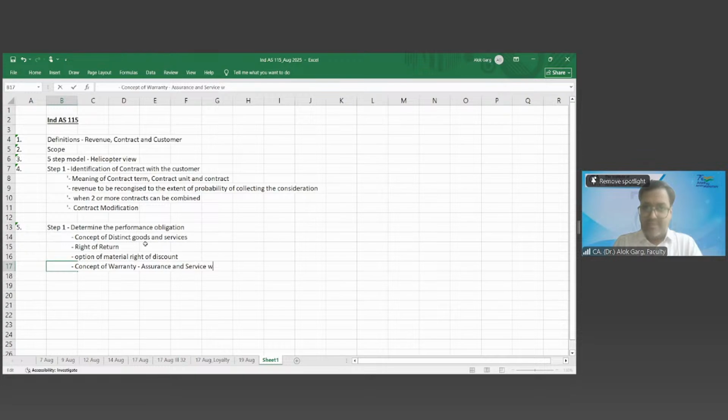So assurance warranty which comes with the product is not a separate performance obligation. But the extended warranty, which is a service warranty, is a separate performance obligation. Right? So this is the step number 2 we have covered.